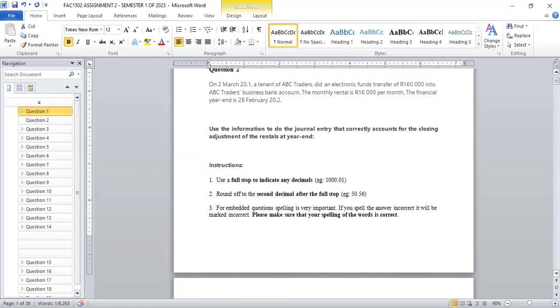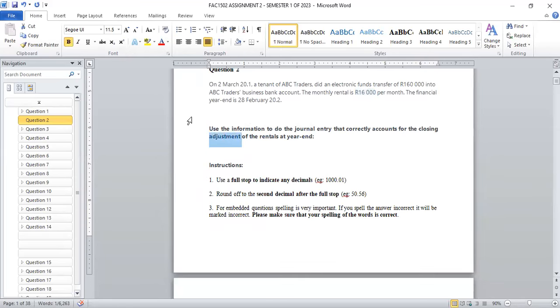On 2 March 2001, a tenant of ABC did an electronic funds transfer of 160. The monthly rental is 16,000. The financial year ends on 28 February 2002. He paid 160, but the monthly rental is 16,000. So what you have to see, then, is that they want the adjustment.